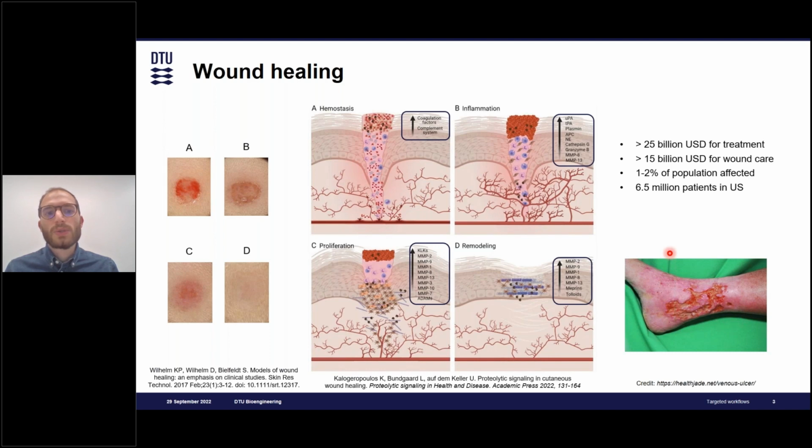And these are a huge societal and economical burden, with more and more shares of the population being affected over time and in the next decades. So we'd like to know more about these processes, mainly proteases as well as other proteins, and what we can do to, of course, provide better treatment and have a better prognosis of these wounds.